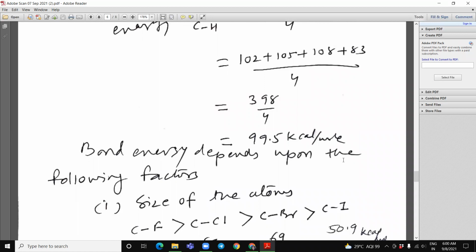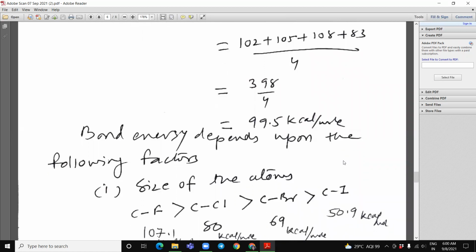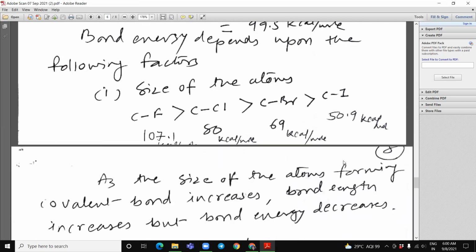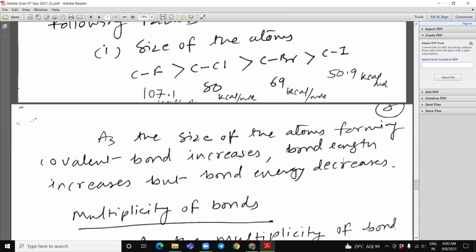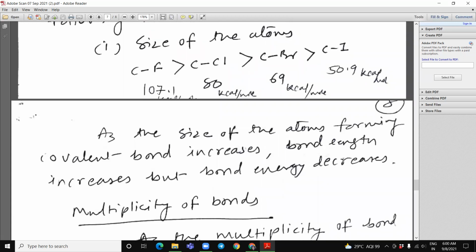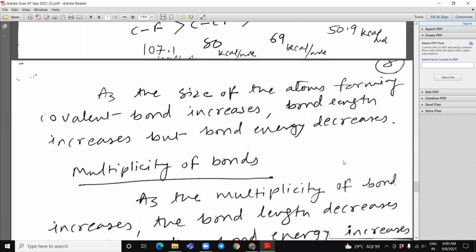So bond energy depends upon the following factors: size of the atoms. For carbon-chlorine and so on, as the size of the atom changes, its bond energy changes. In carbon-fluorine bond it is about 107, carbon-chlorine 80, carbon-bromine 69, whereas carbon-iodine 50.9 kilocalorie. As the size of the atom forming the covalent bond increases, bond length increases but bond energy decreases.